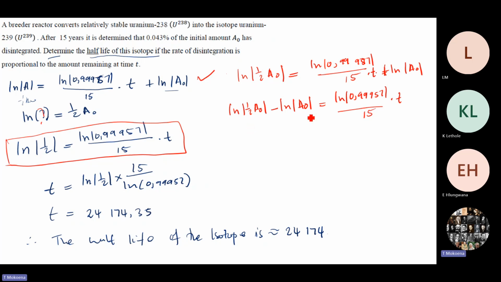Okay. The thing is here, when you subtract, remember the laws of logs, the laws of ln, those laws. So when you subtract, you divide. So eventually, you're going to have 1 over 2a this divide by this one, which is a that, which will give you this side, which is ln 0.99957 over 15 multiplied by t. So this will cancel this, and then now it will take you to this step.